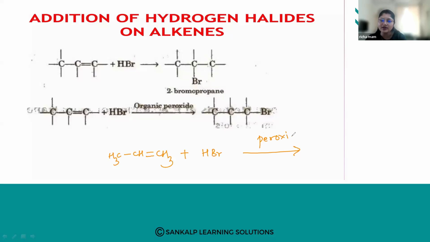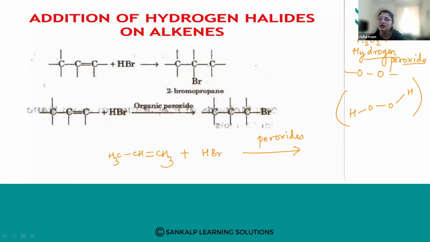Now, what do you mean by peroxide? Peroxide means you have an extra OO linkage. For example, H2O2. What is this? It is hydrogen peroxide. In a peroxide, you have an OO linkage. So hydrogen peroxide has an OO linkage.